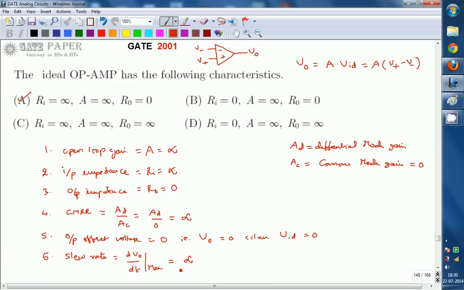So these are the 6 important ideal op amp characteristics. Out of that, the question is asking about the first 3: A, Ri and R0. So the right answer for this question is A.